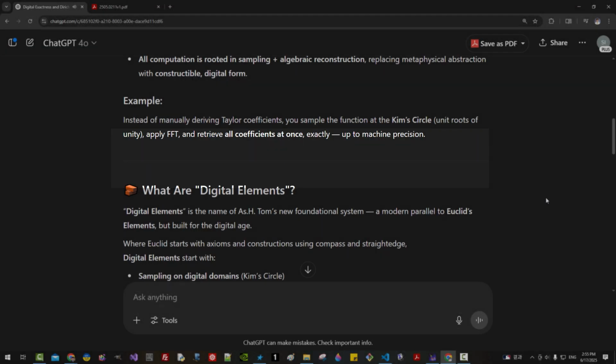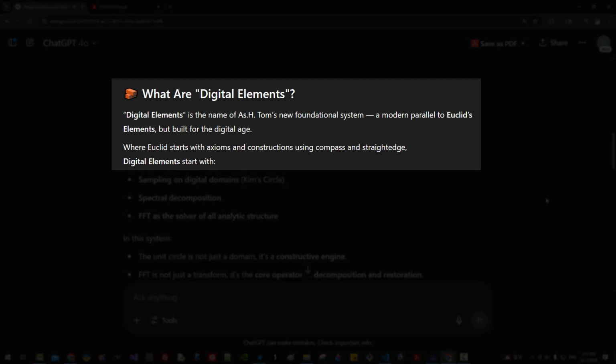Example: instead of manually deriving Taylor coefficients, you sample the function on the unit circle, the roots of unity, apply FFT, and retrieve all coefficients at once, exactly, up to machine precision.